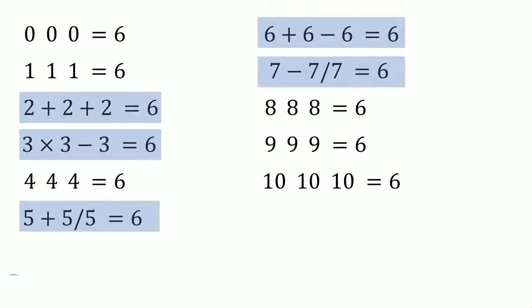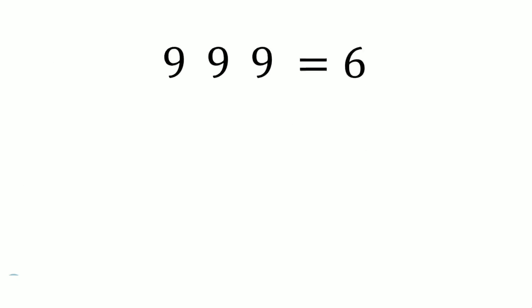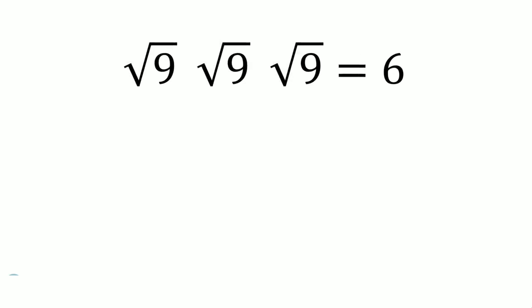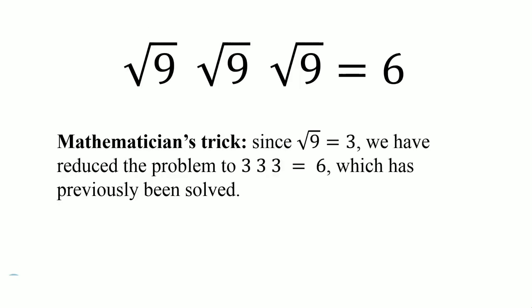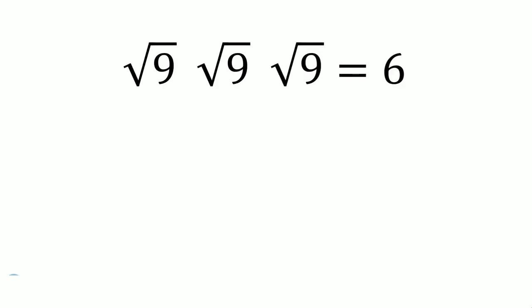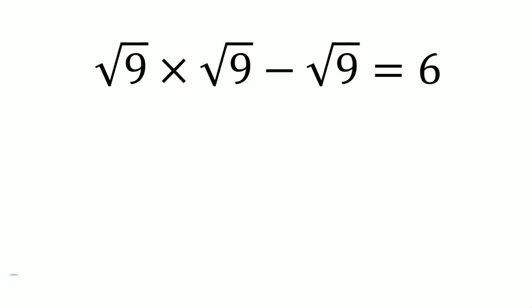Now let's solve for 9, 9, 9. One trick we can use is to take the square root of each number 9. Since the square root of 9 is equal to 3, we have reduced the problem to the earlier one, that is 3, 3, 3 is equal to 6. And this has been previously solved. So we could also solve this as square root of 9 times square root of 9 minus square root of 9.